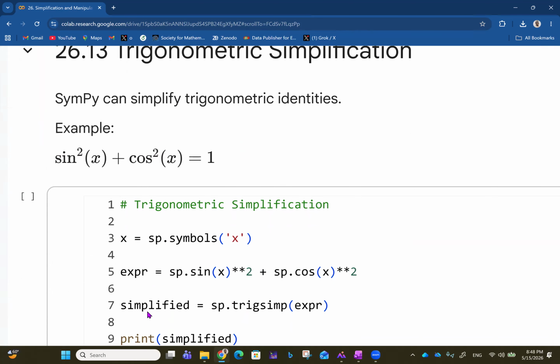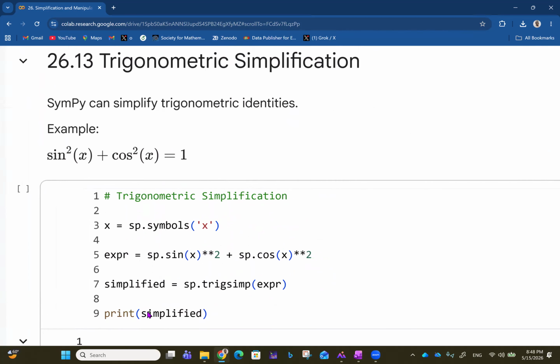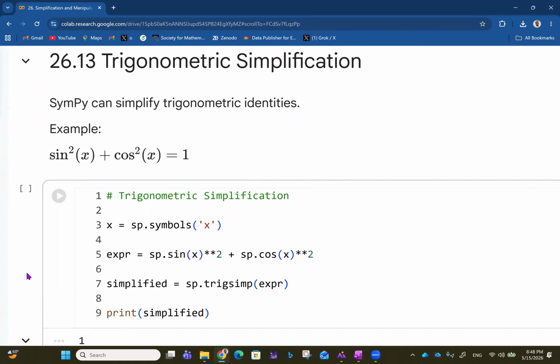Then we can have trigonometric simplification. So SymPy can simplify trigonometric identities. So example, you have sine squared x plus cos squared x equals 1. So trigonometric simplification, so you have x is sp dot symbols x. So the expression is now sp dot sine squared x plus sp dot cos squared x.